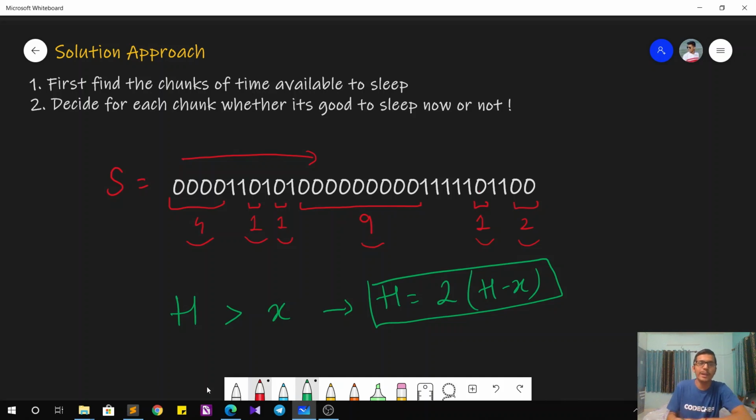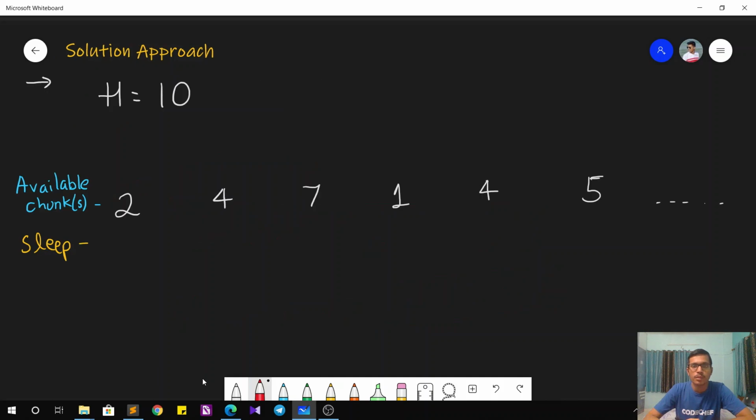So let's see how to make this decision and how to check whether Chef will be able to complete his sleep or not. With the help of an example, let's understand how to decide for each available chunk of time whether to sleep in that window or not. I have an example where 2, 4, 7 are the available chunks and the initial value of h given is 10. That is, I need to sleep for at least 10 units of time. My first chunk is of size 2. So should I sleep in this available chunk or not?